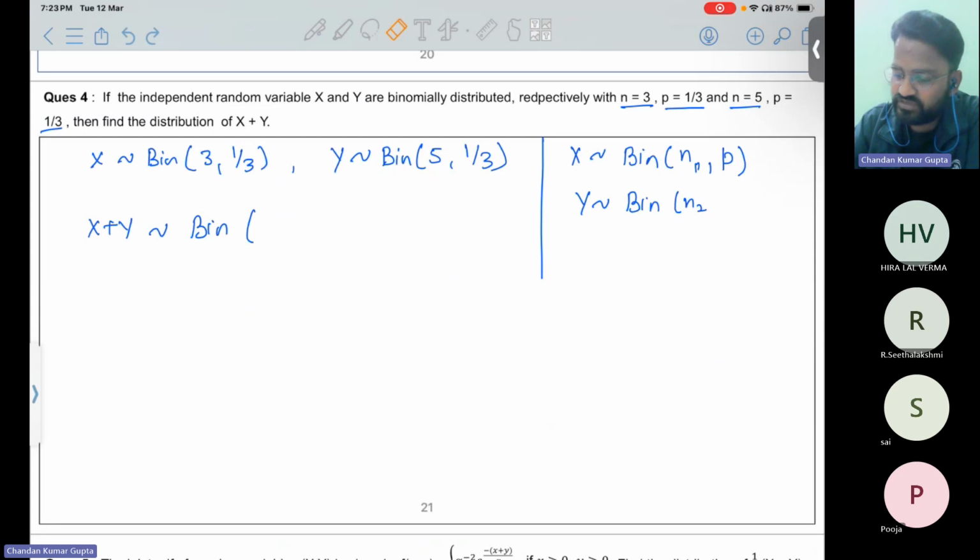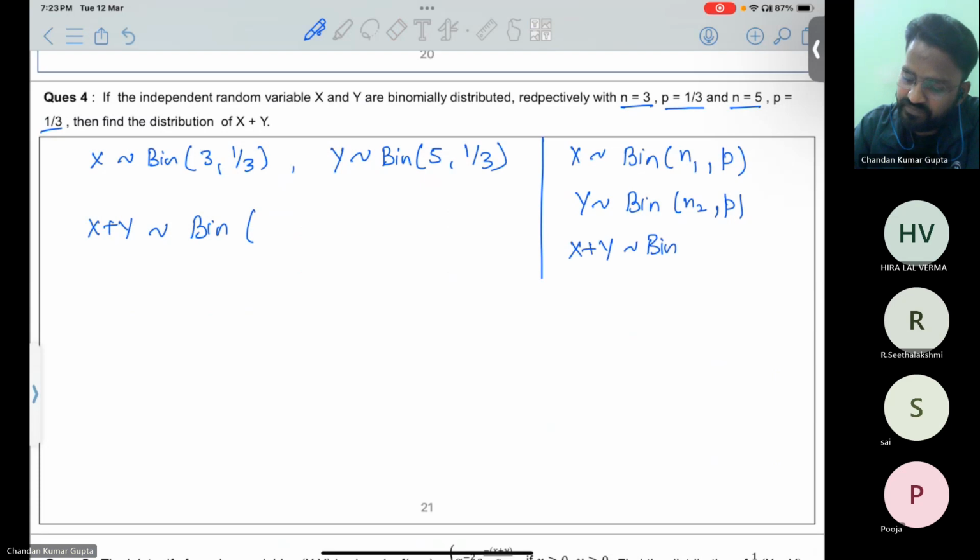Now in question 4, as we have already discussed, suppose x follows binomial(N1, p) and y follows binomial(N2, p). Then x plus y follows binomial(N1 plus N2, p). So this is binomial(8, 1/3).